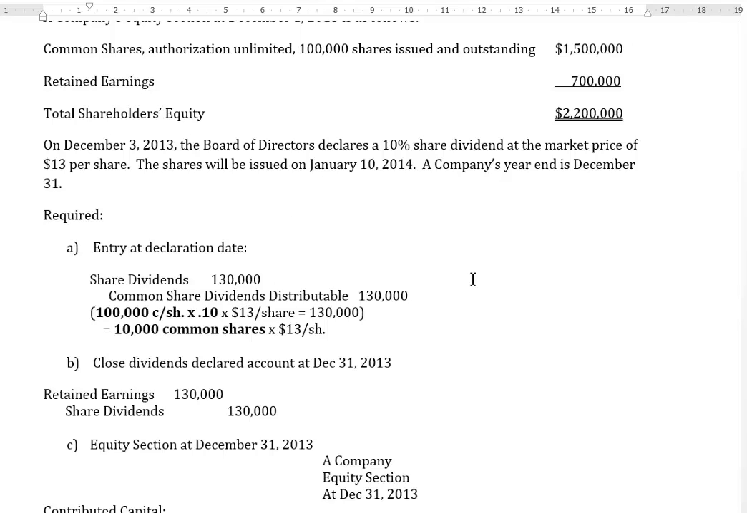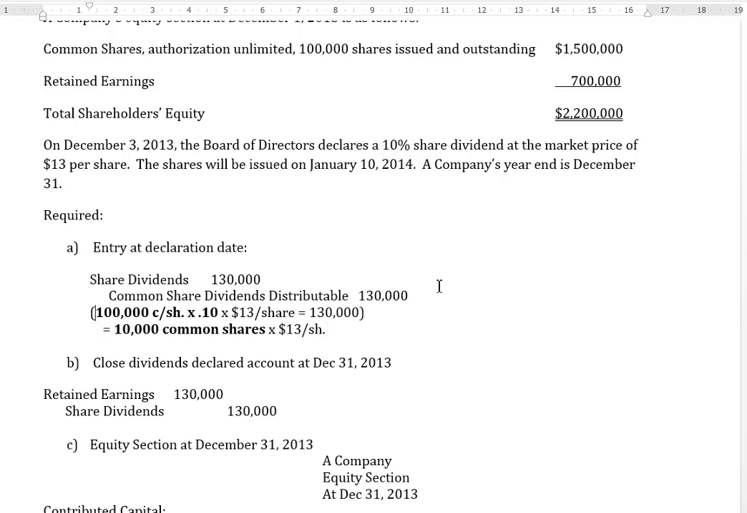So we're going to debit share dividends, 130,000, and we're going to credit our new shareholders' equity account, common share dividends distributable, 130,000. Notice that distributable account is not a liability. So don't call it common share dividends payable or stick it in the liability section. It's an equity account. It's actually part of your contributed capital. So you have this account in the contributed capital section until you actually issue the common shares, and we'll show you that in a later transaction.